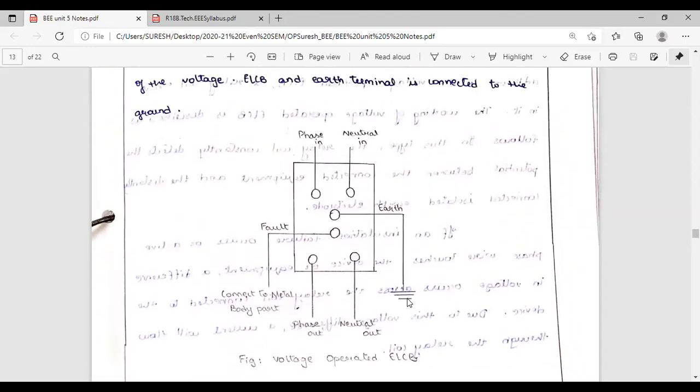But in the exam, this is the important diagram. 2 incoming terminals, 2 outgoing terminals. In between, we have the earthing point and the point connected to the metal body. This is the fault point. This is the earth point. When there is a fault, ELCV has to operate. When there is a potential difference between these 2, then ELCV has to operate.